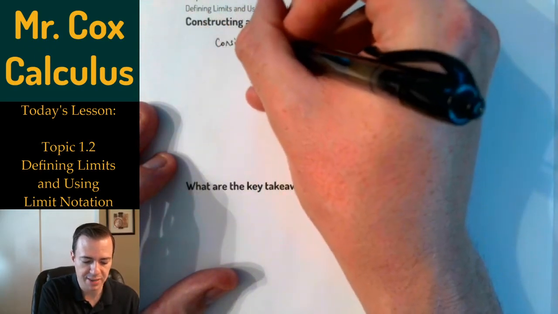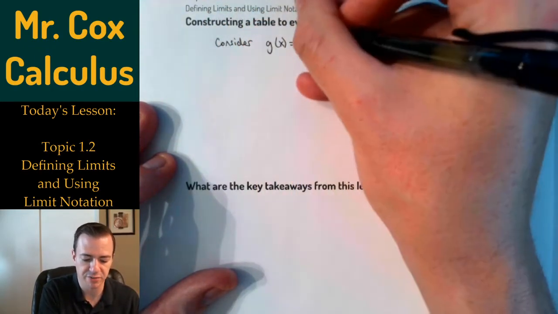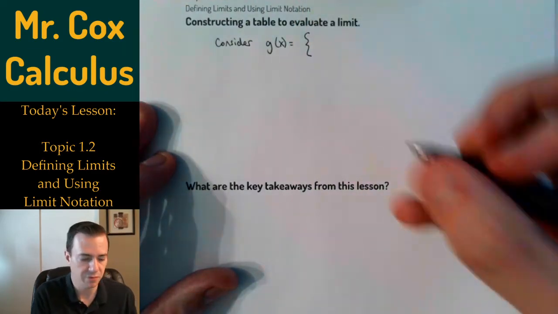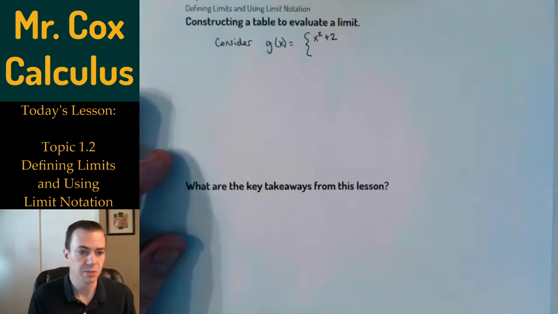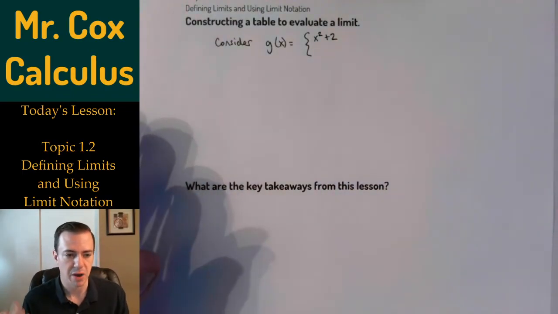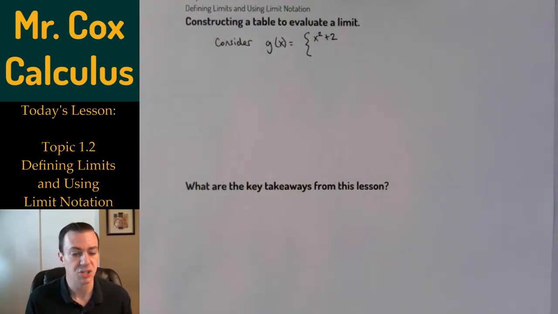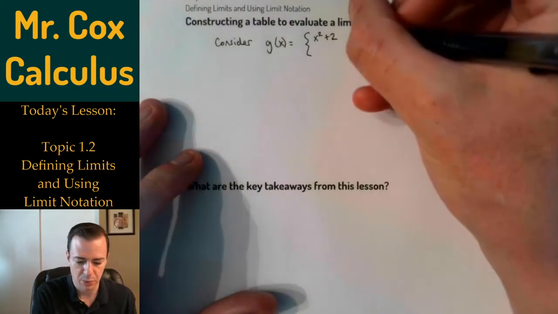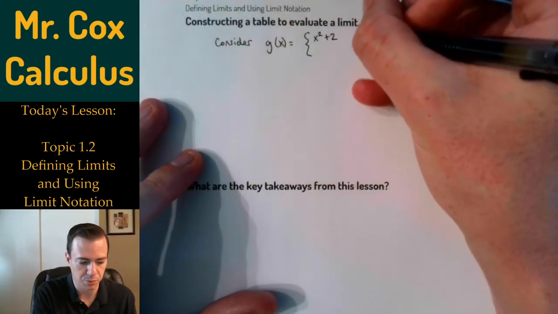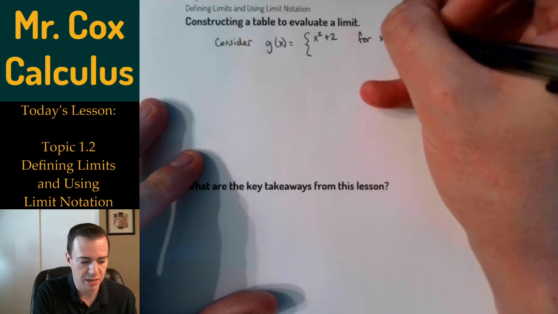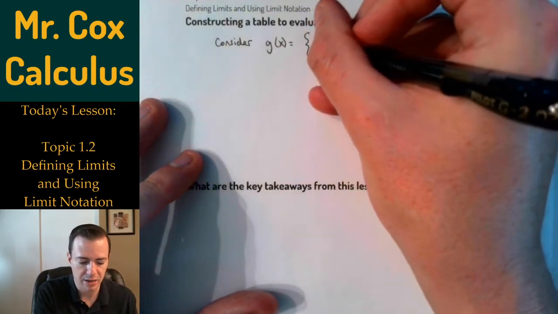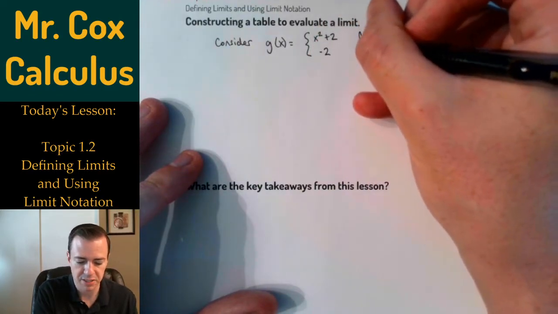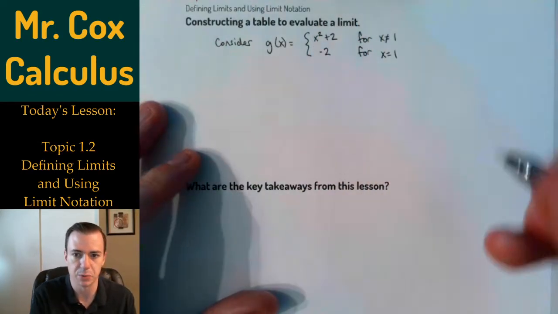It's going to be a piecewise function called g of x. And we're going to have the piece x squared plus 2, which is the parent parabola, the parent quadratic function, a parabola that's been shifted up 2 units. And we're going to let it be x squared plus 2 for all x not equal to 1. And then we're going to let it equal negative 2, specifically at the point for x is equal to 1.